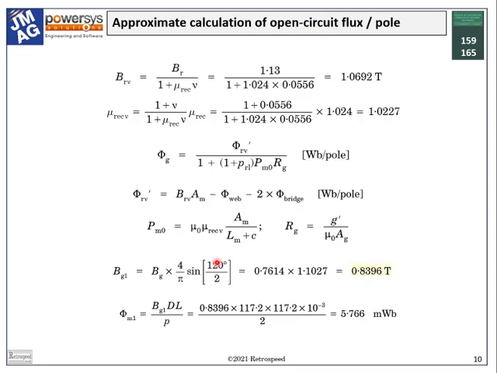Fourier series analysis of the rectangular distribution is very simple, and the resulting fundamental flux per pole is phi m1 5.766 milliwebers. It might be of interest to compare this with the figure we had for the induction motor, which was 5.494 milliwebers per pole. So the IPM is giving us about 4.95% more fundamental flux per pole on open circuit.